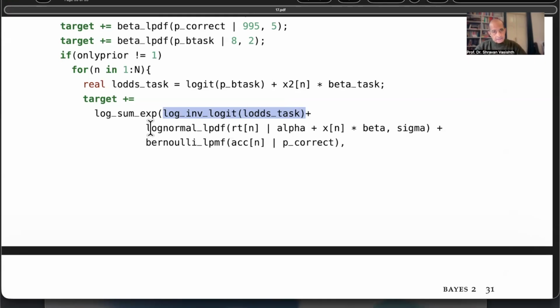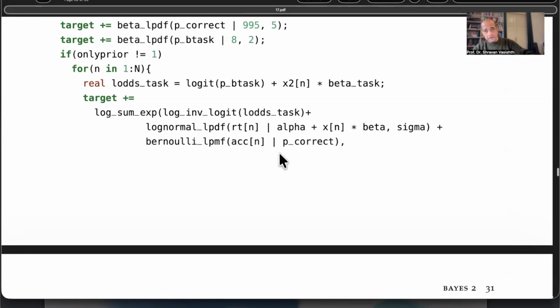Right? And then we have the log of the log normal PDF that models the reaction times, plus, this was just like before. We are now adding a Bernoulli term here that's modeling the accuracy. So here we are modeling two dependent variables. That's what makes the model multivariate now. We're modeling two different dependent variables here, and the accuracy is a function of the probability of correct responses.